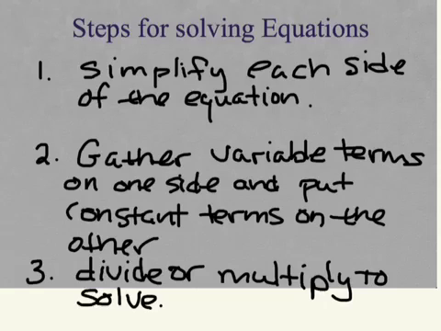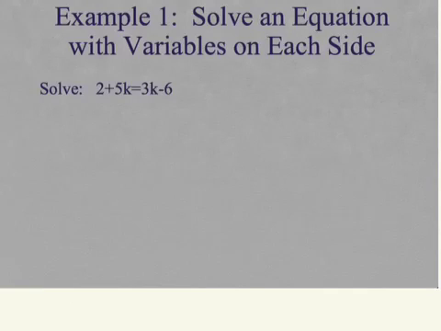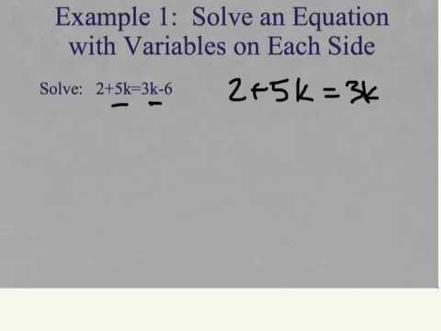Let's do some examples now. With this equation, we have a variable on both sides, so that's what we're doing. We're solving an equation with variables on both sides. As I see it, each side of the equal sign is as simplified as possible. There's not much more that I can do. 2 and 5k are not the same types of terms, so I can't join them together. Similarly, 3k and minus 6 aren't the same kinds of terms.